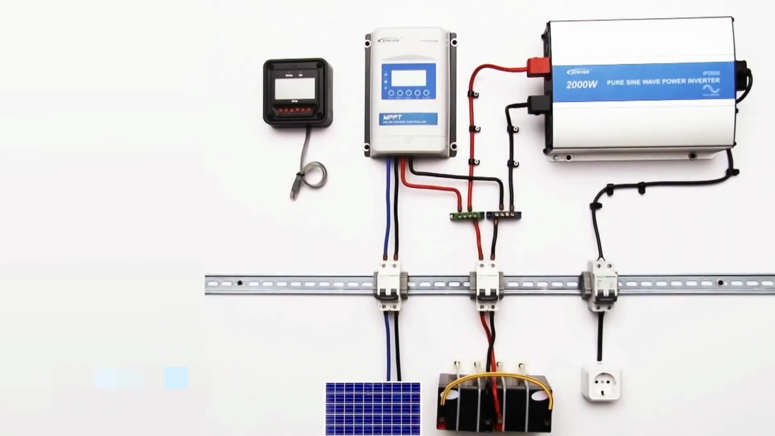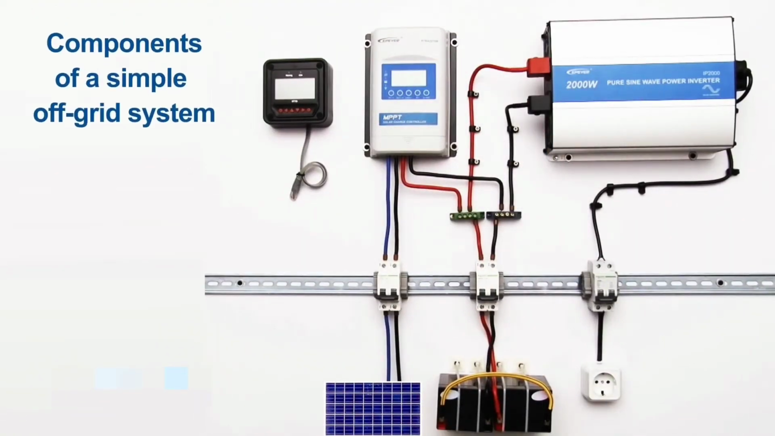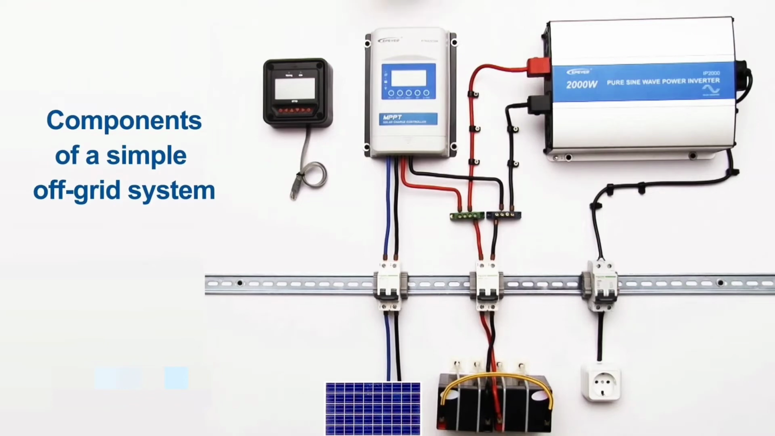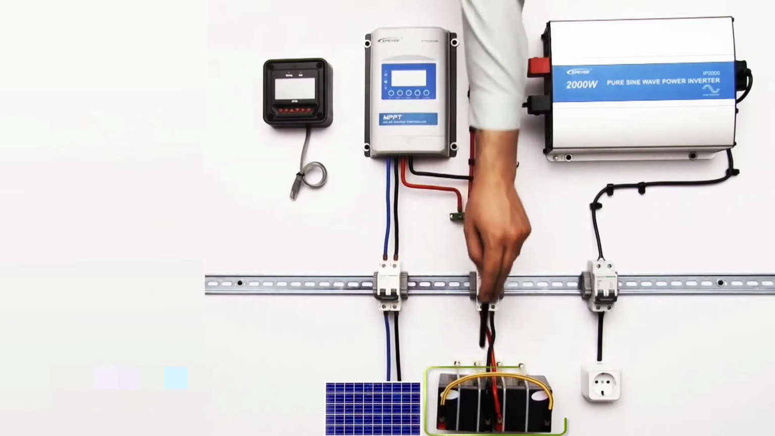So here you can see an example of an off-grid system. As you can see, the system consists of several components and I'm going to introduce them in this video.